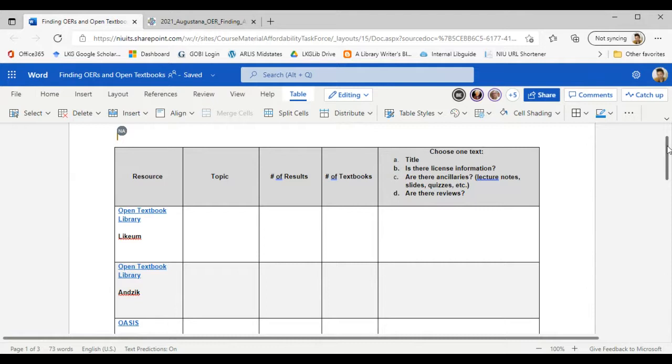So again, we assigned everyone, hopefully we did this right, fingers crossed, a resource. So if you want to pick a topic that you would want to address in your course, search for that in the resource. And if you right click on the resource, you can open up a new tab for that. We'd like to know the topic, the number of results, if you found any textbooks there, and then choose just one item that you found. Share the title, if you can find any licensing information, whether there was any ancillary information like lecture notes or slides or quizzes, and whether there are any reviews available. We're going to give you about 5 minutes for this.